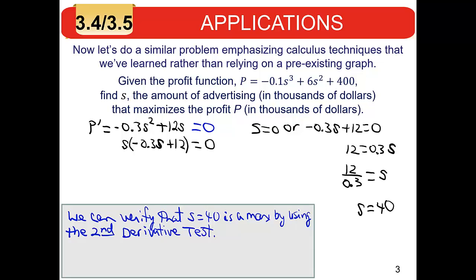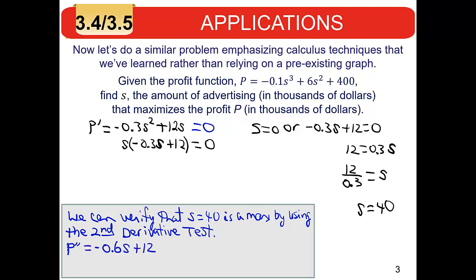But if I want to be sure that it really is a maximum, sometimes you want to develop some kind of comfort level. I feel like 40 is the value that gives me the maximum, but I haven't actually verified it. Recall that the second derivative test, when it applies, is actually the easiest way to verify if something's a max or min. So if you really want to boost your comfort level and say, yes, this really is a max, then you take the second derivative and plug in 40.